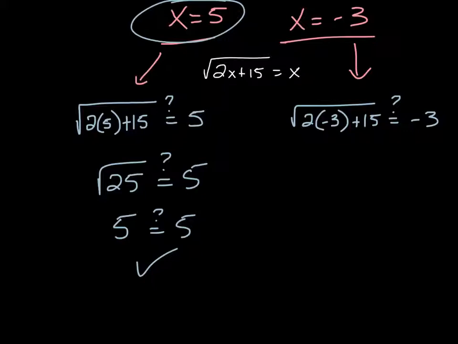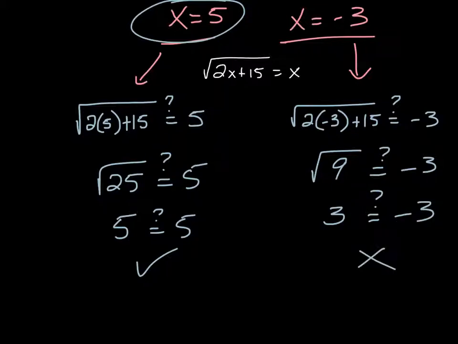In this right-hand equation, I get, let's see, negative 6 plus 15 is the square root of 9. The square root of 9 is 3. And that doesn't work. So what that means is that x equals negative 3 is not a solution to this equation. So the only solution to the original equation is x equals 5.